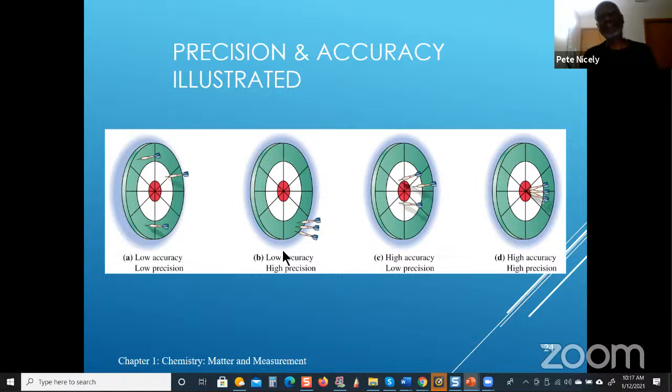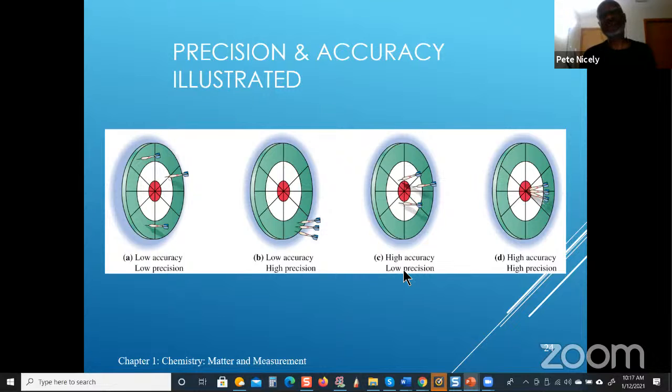Then we get to this situation where the darts are close to each other, but they are far away from the middle. So this represents a situation of low accuracy and high precision. Why? Because it's low accuracy because the darts are far from the center, and high precision because the darts are close to each other. And then we have a situation where the darts are relatively close to the center, but they're far from each other.